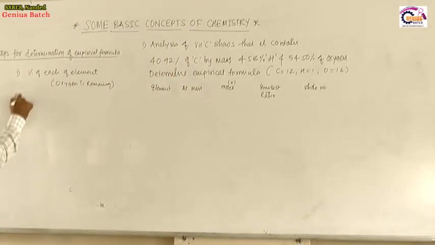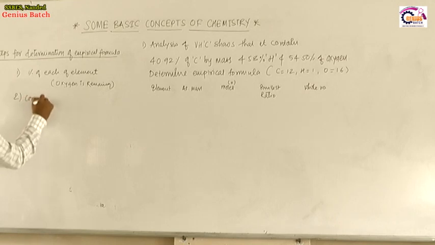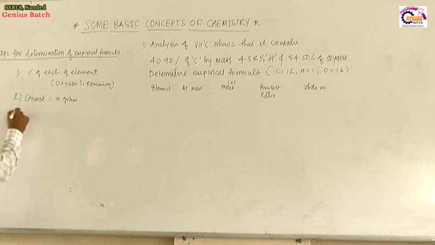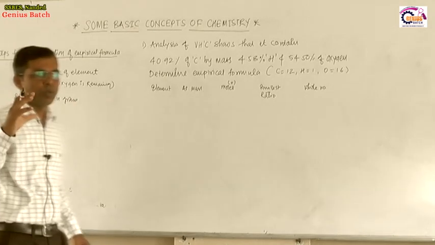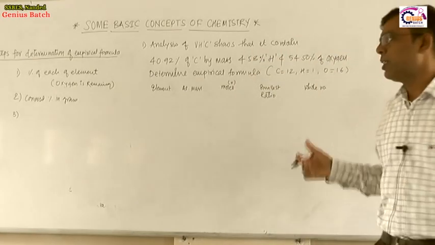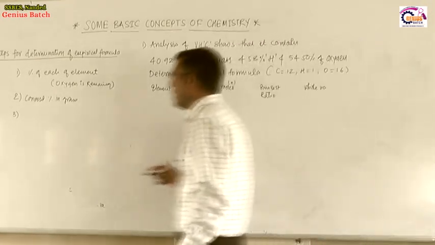Second, convert it into grams. Convert the percentage into grams. Take the percentage as it is in grams. If 20% carbon is present, convert that percentage into grams, which means 20 grams of carbon is taken.